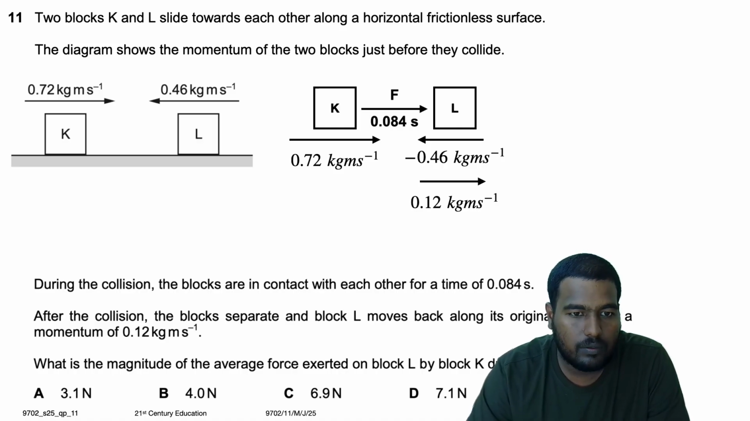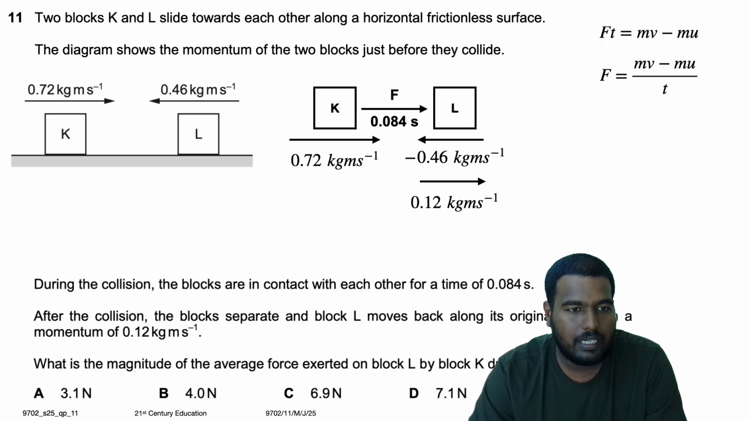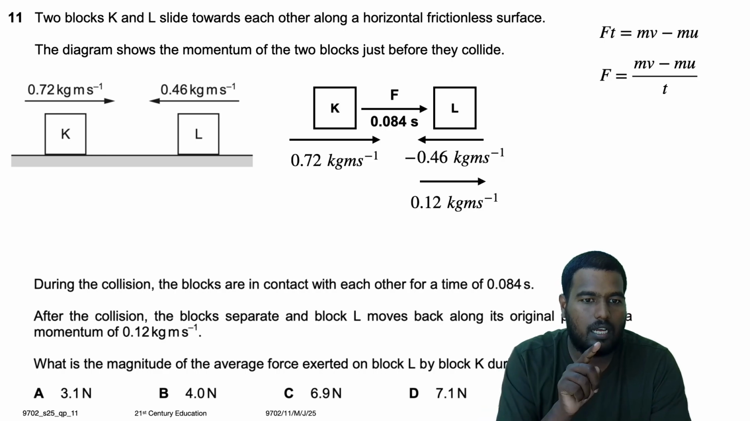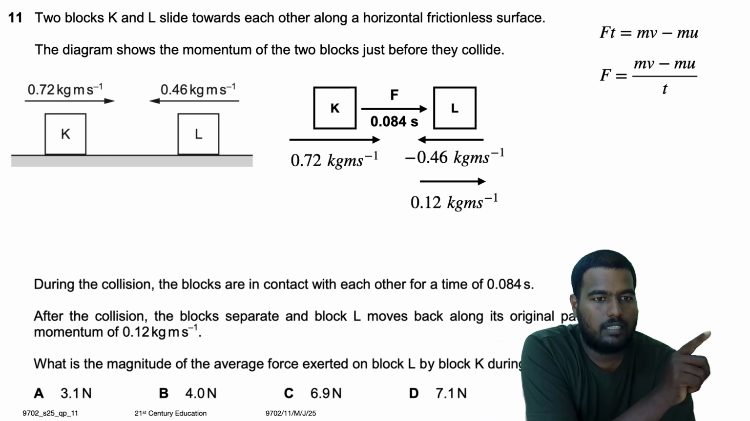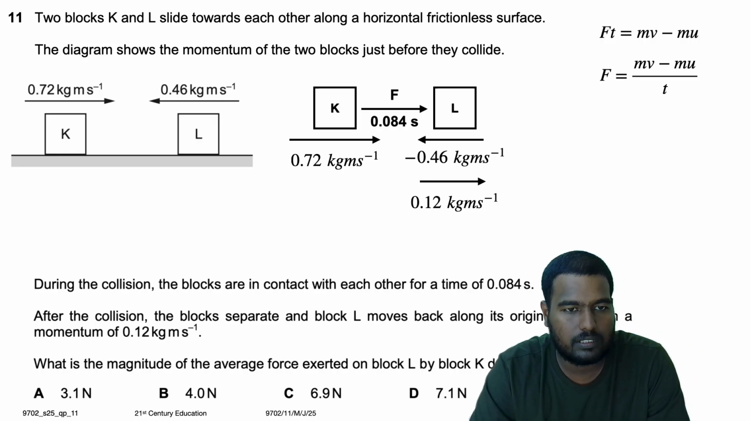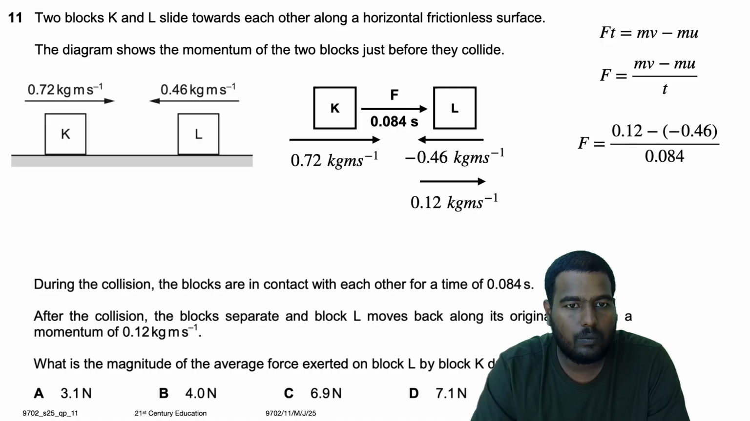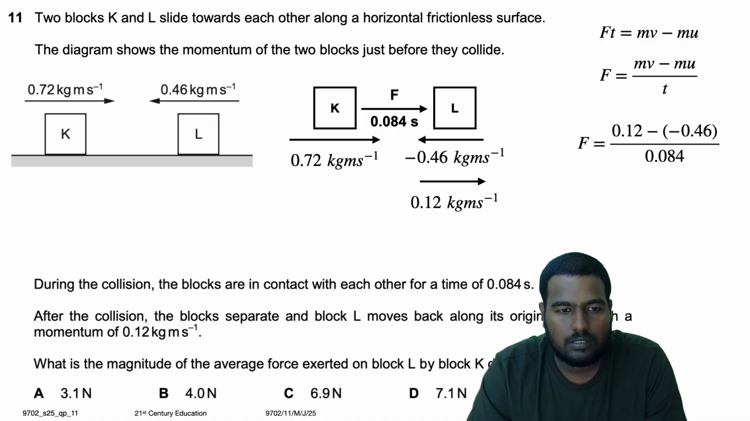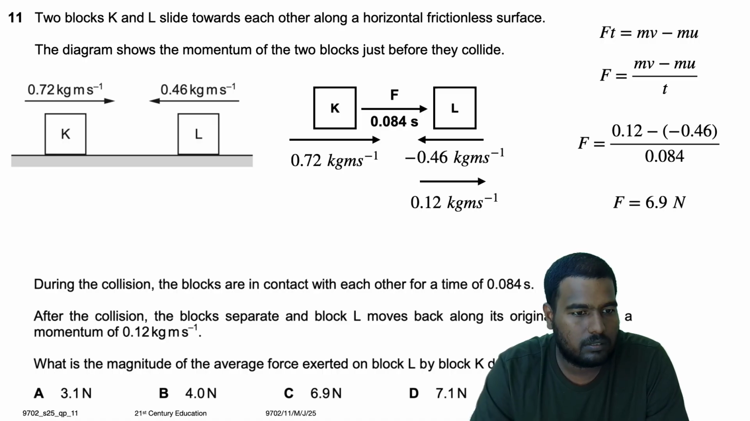We know the equation Ft is mv minus mu. We'll just rewrite this equation: F is mv minus mu divided by t. Remember, mv is in this direction 0.12. That is positive, we took. So mu must be negative, minus 0.46. So 0.12 minus 0.46 divided by 0.084, 6.9 Newton.